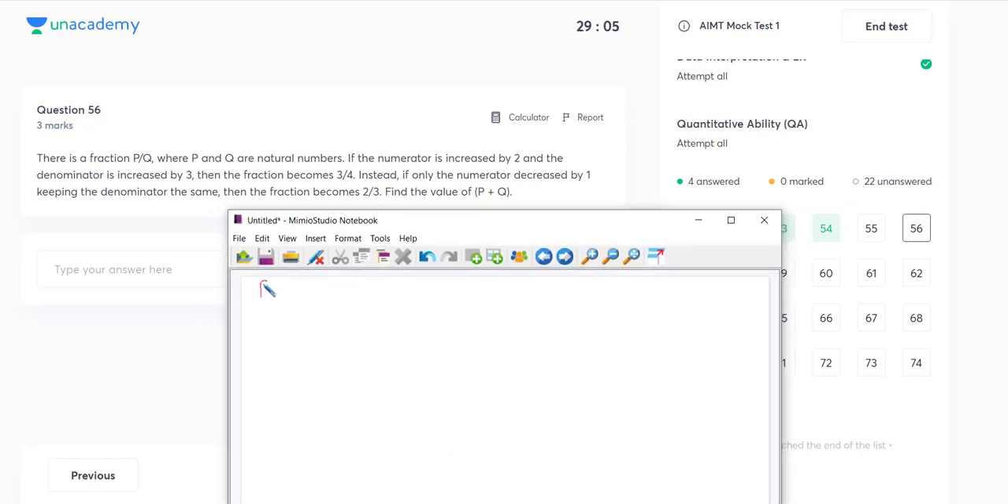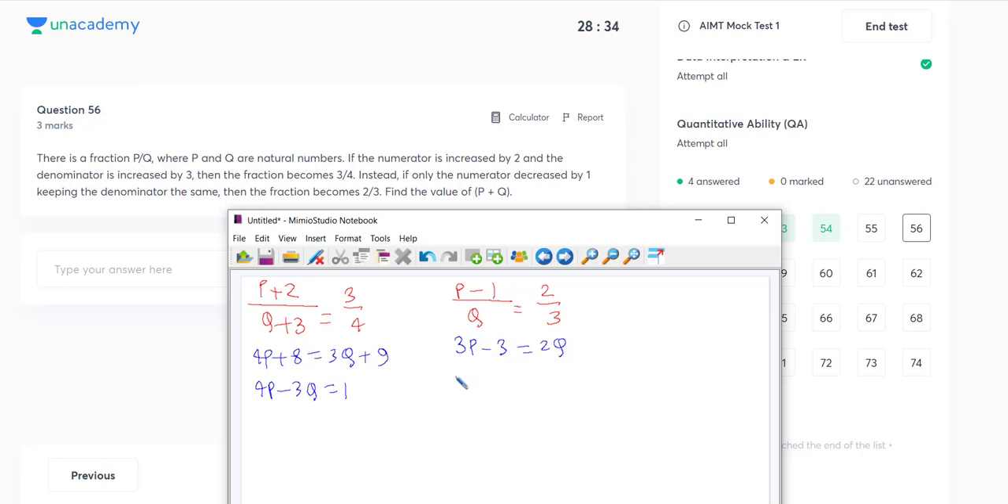So P divided by Q, P plus 2 divided by Q plus 3, is equal to 3 by 4. And then the numerator is decreased by 1, P minus 1 divided by Q is equal to 2 by 3. Now we need to find the value of P divided by Q. So 4P plus 8 is equal to 3Q plus 9. So this becomes 4P minus 3Q is equal to 1. Over here 3P minus 3 is equal to 2Q. Over here I made a mistake. So 3P minus 2Q is equal to 3.